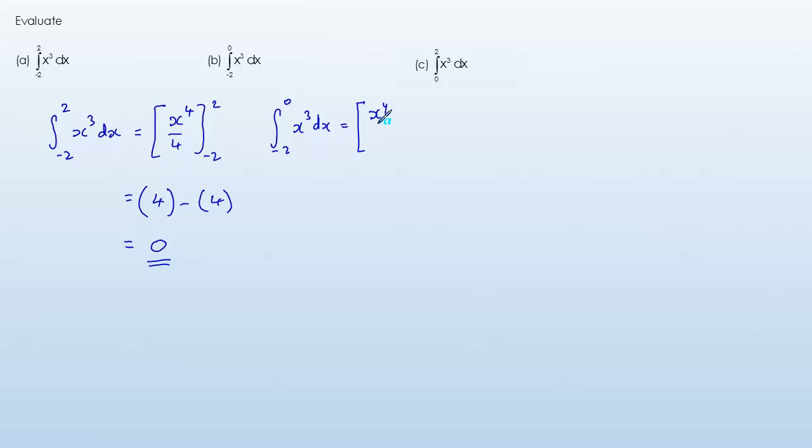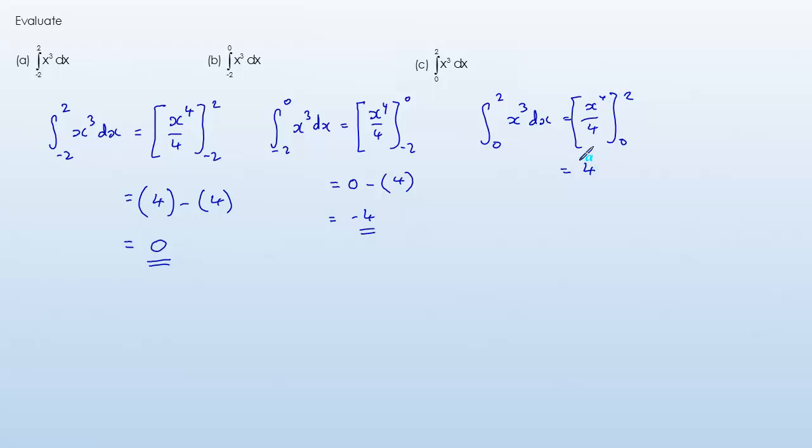So that's x to the 4 over 4 to be evaluated from -2 to 0. Using the top limit we get 0. Using the bottom limit we get 16 over 4, which is 4. So that is -4. And then finally we have the integral from 0 to 2 of x cubed dx, which is x to the 4 over 4, evaluated from 0 to 2. So top limit 16 over 4 is 4, bottom limit is 0, so that one gives us 4.